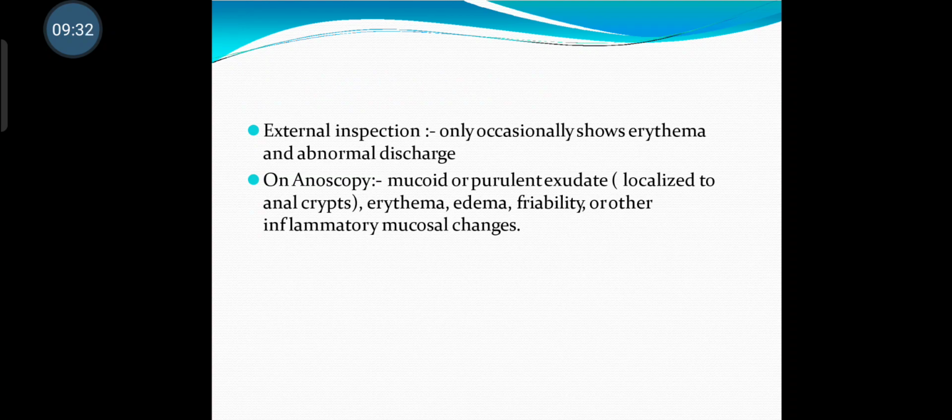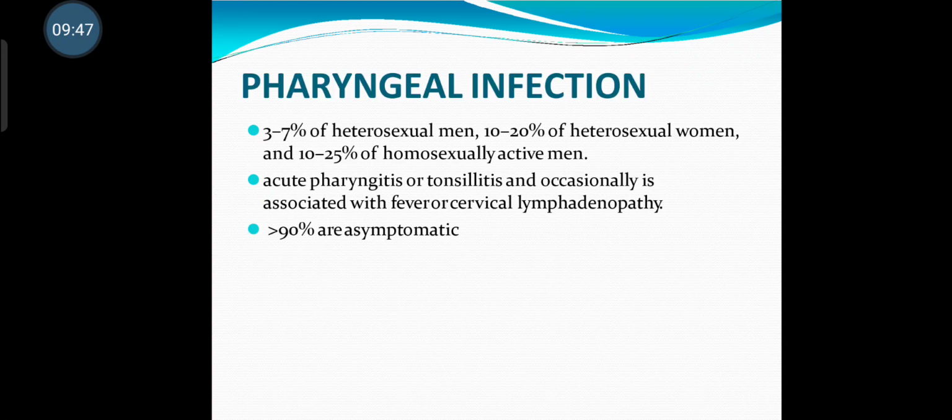External infection shows erythema and abnormal discharge. On anoscopy, that is the observation of the anal canal, it shows mucoid or purulent exudates, erythema, edema, friability or other inflammatory mucosal changes.